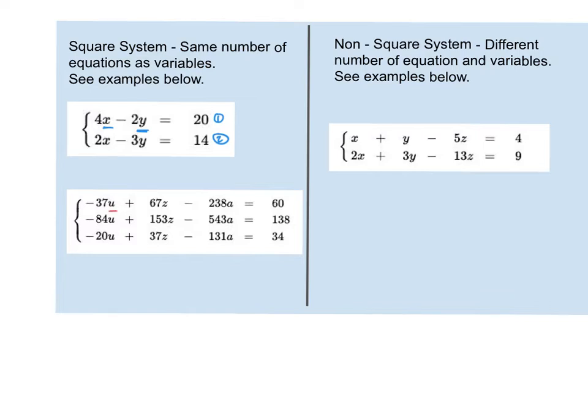In the example below, we have three variables, u, z, and a, and we have three equations. Anytime you have the same number of variables as equations, that's called a square system. In this case, we have three variables, x, y, and z, but we only have two equations, so that is a non-square system of equations.